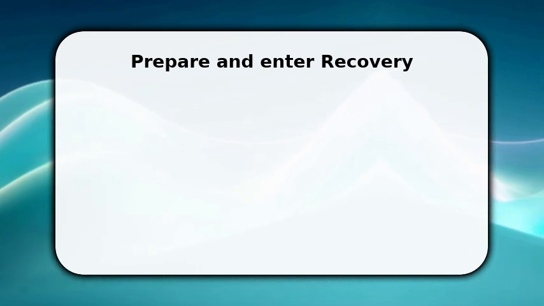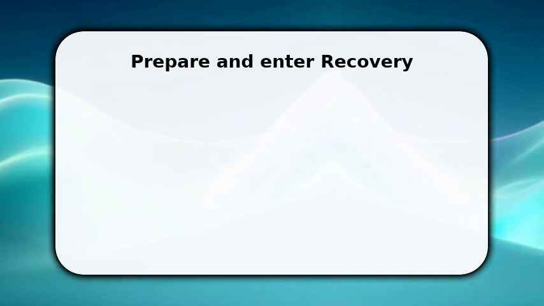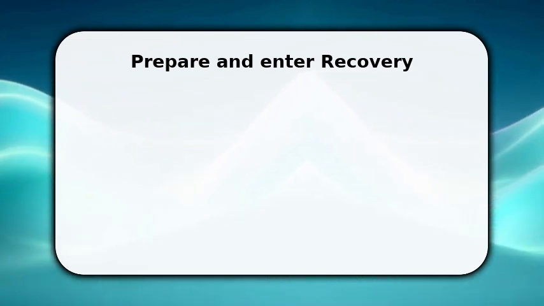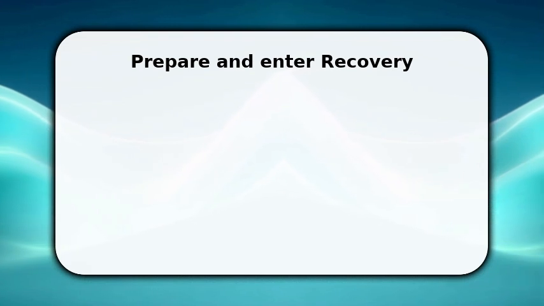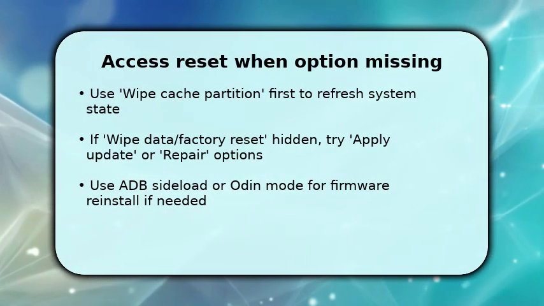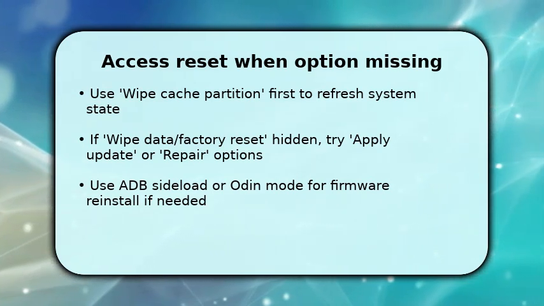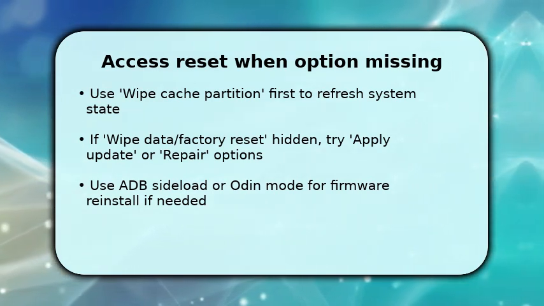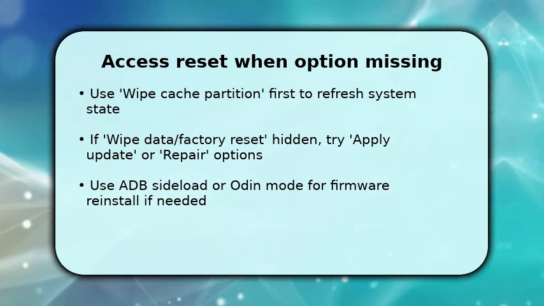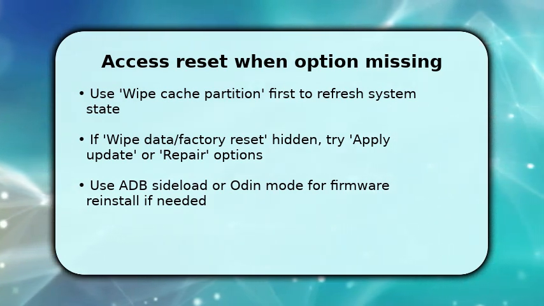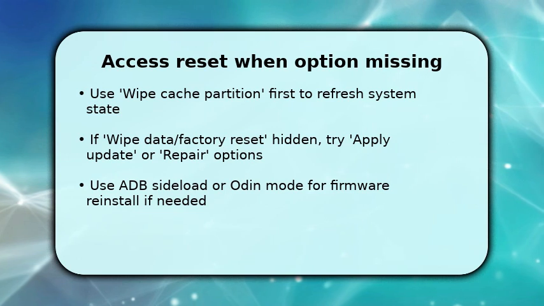Once the recovery screen appears, use the volume keys to move and Power to select. Make sure you see the Android System Recovery header before proceeding to System Options. Once in recovery, try Wipe Cache Partition first. It clears temporary files and can restore missing menu entries. If Wipe Data/Factory Reset is not visible, navigate to Apply Update or Repair from ADB to retrigger factory options.